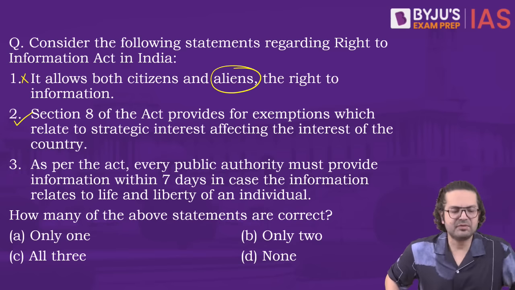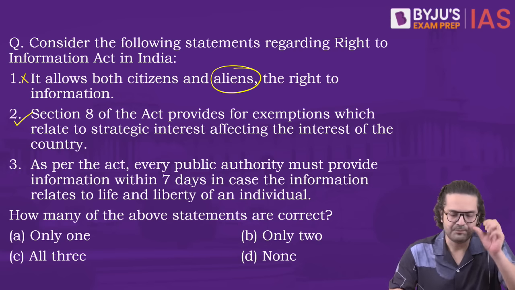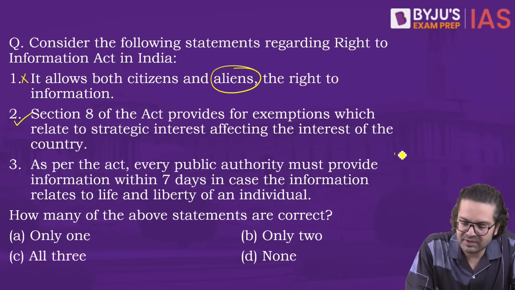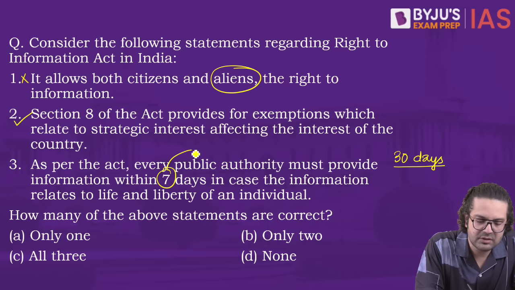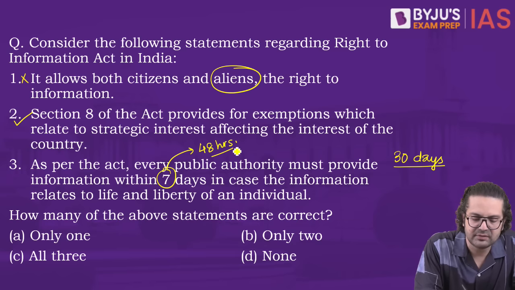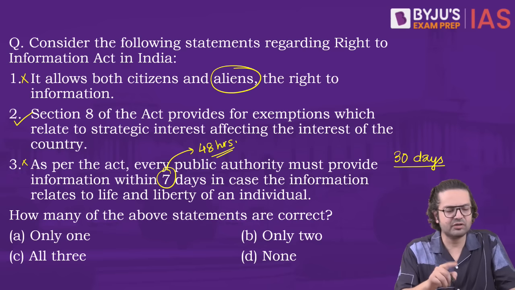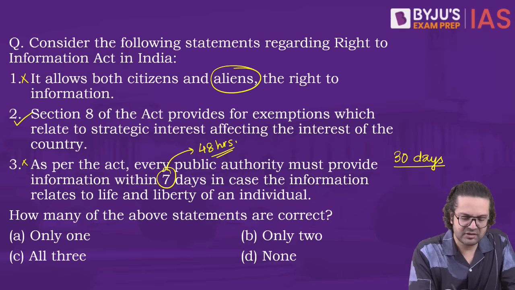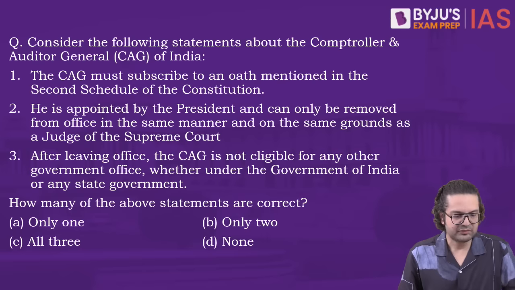Number 3, as per the Act, every public authority must provide information within 7 days in case the information relates to life and liberty. No. See, information must be provided in 30 days. And if the information relates to life or liberty, then within 48 hours only, not 7 days. So 3 is wrong. 1 is wrong, 3 is wrong, 2 is right. How many statements are correct? A. Only 1. Next question.